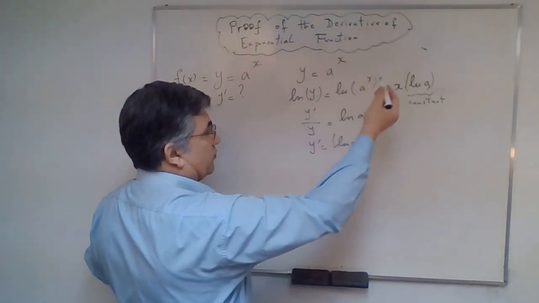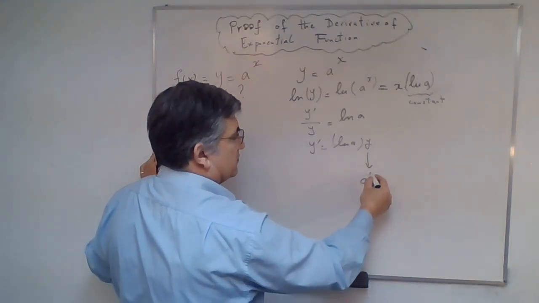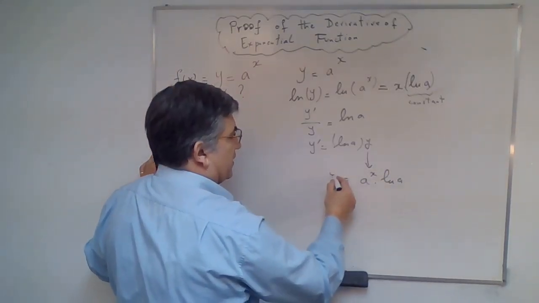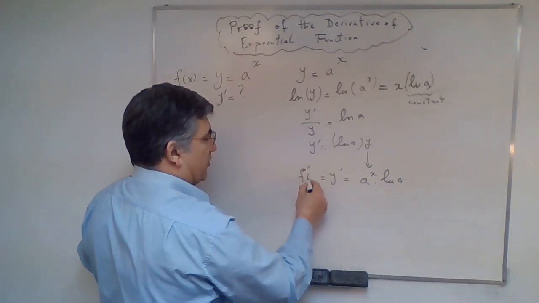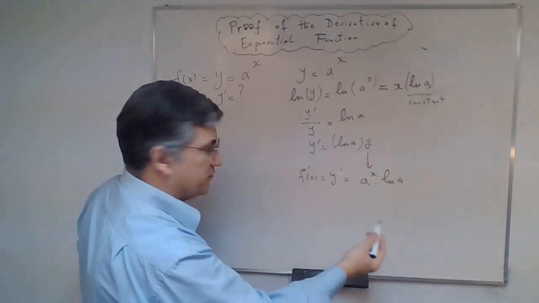But we can, of course, substitute back. Instead of y, we can write a to the exponent of x, and then, of course, times ln of a, and that becomes f prime of x, or the derivative of the exponential function. So this becomes a formula.